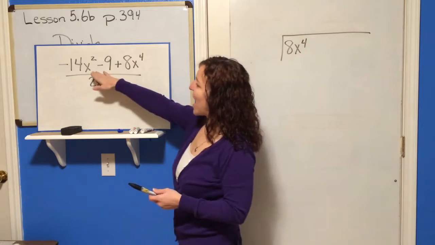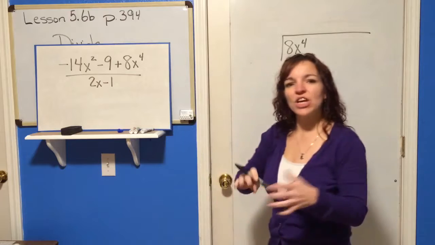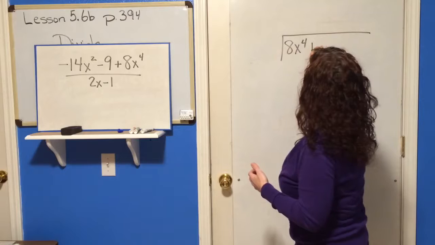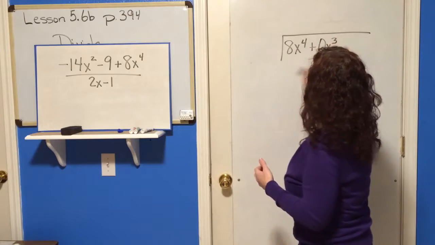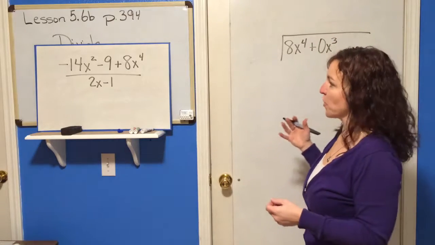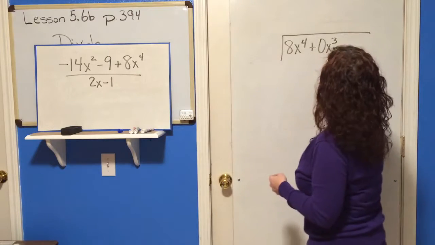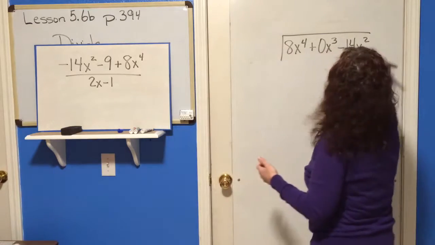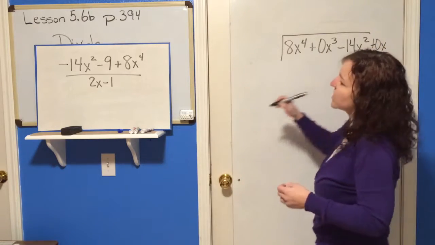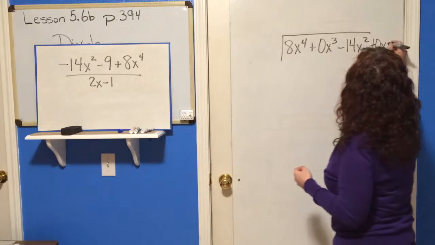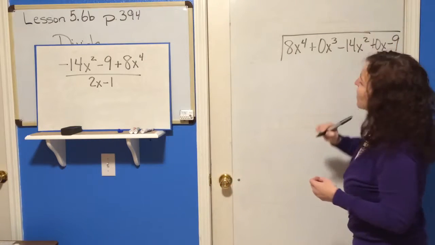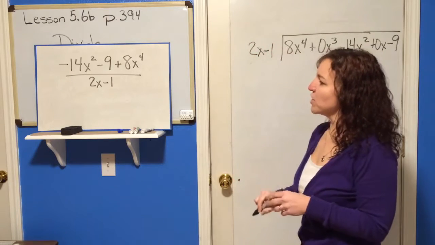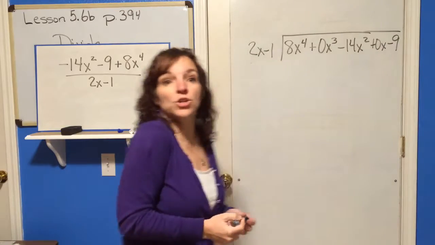And now we need an x cubed, but we don't have one. So just like in long division, you've got to have placeholders in those numbers. We're going to add a 0x cubed because we're going to need an x cubed term. Then we have minus 14x squared. And we don't have an x term, so we're going to say plus 0x. And a minus 9. The 2x minus 1 is your divisor, and now we're set up and ready to just divide.